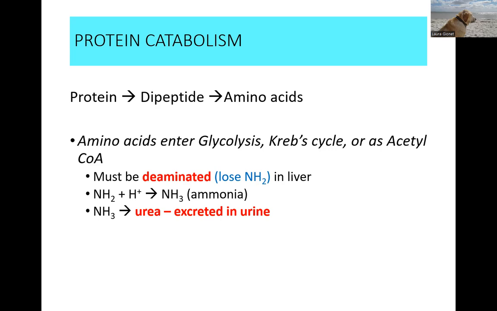Well, that blue ball is the nitrogen, and that needs to be removed. So deamination means you lose that NH2 in the liver. And that's its job. It takes the NH2, binds it with another hydrogen and forms ammonia. And then ammonia can be transported to the kidneys, where we can eliminate it as urea. So protein catabolism requires deamination. Once we're going to start burning this amino acid, we need to get that blue ball, the nitrogen, off and excrete it in urine.